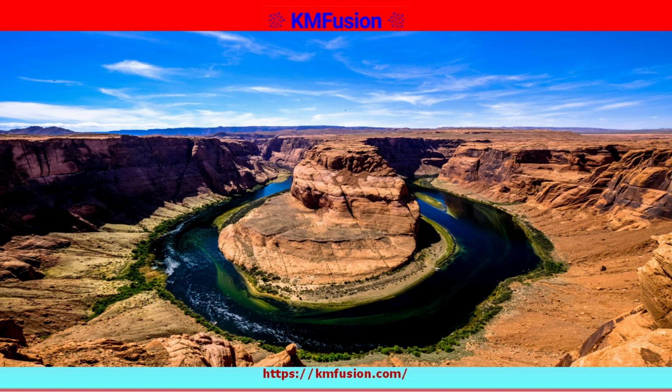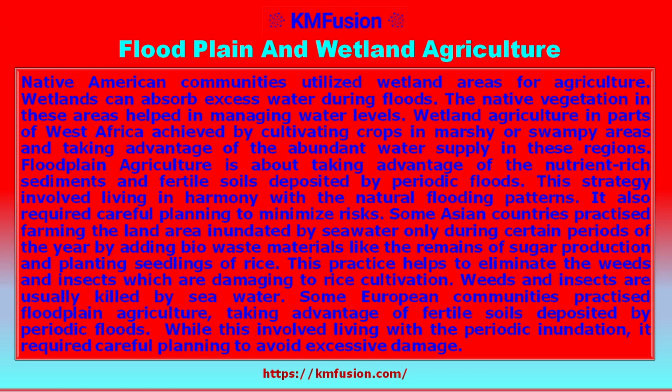Floodplain and wetland agriculture. Native American communities utilized wetland areas for agriculture. Wetlands can absorb excess water during floods. The native vegetation in these areas helped in managing water levels. Wetland agriculture in parts of West Africa was achieved by cultivating crops in marshy or swampy areas and taking advantage of the abundant water supply in these regions.